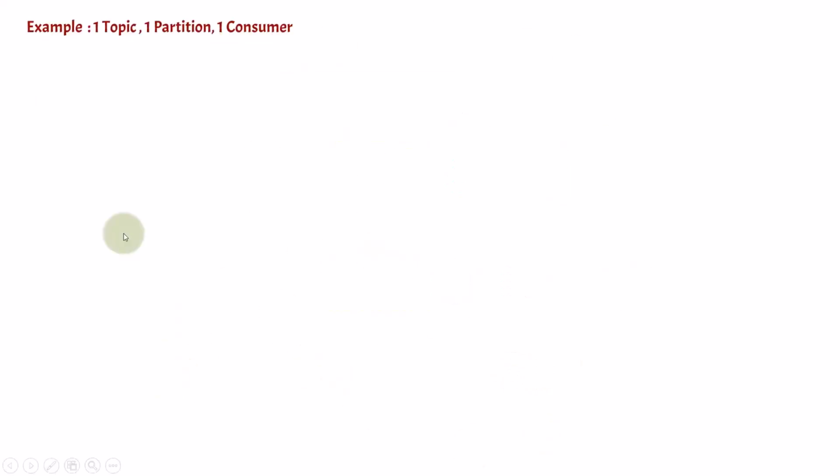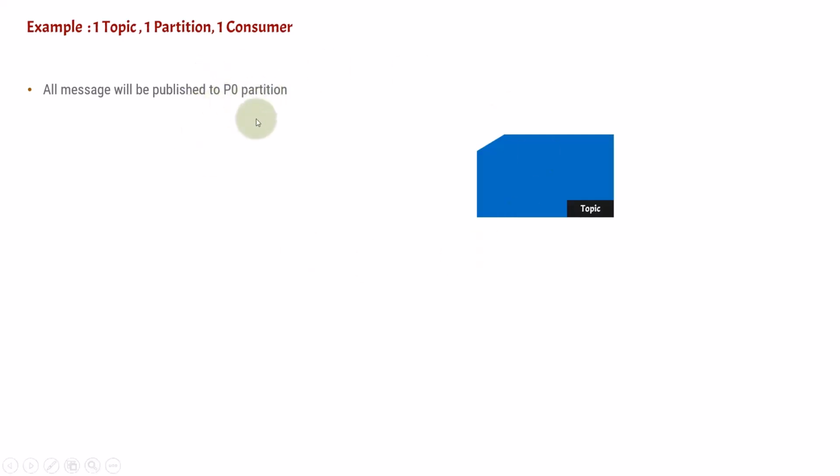We'll take an example here. Let's say you have a single topic and that topic has one partition and you are writing only one consumer. So in that case, what will happen? All the messages will be published to the P0 partition. We are taking the partition name as P0, so all the messages will be published to this P0 partition. I'm describing here that we have a topic and that topic has a single partition P0 and it is present on a single cluster, that is, the cluster has a single machine.